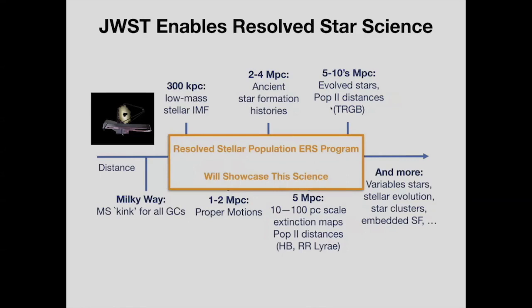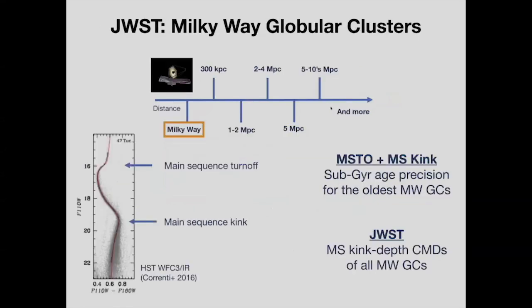Our ERS program is designed to basically highlight everything that you see here. So starting in the Milky Way, what you're seeing in the lower left-hand part of the screen is an HST WFC3 IR color magnitude diagram of 47 Tuc.